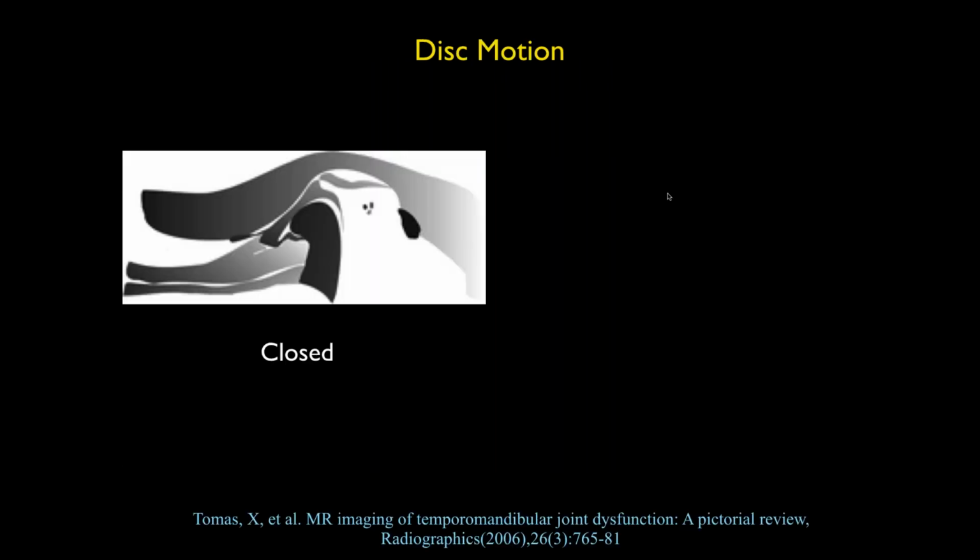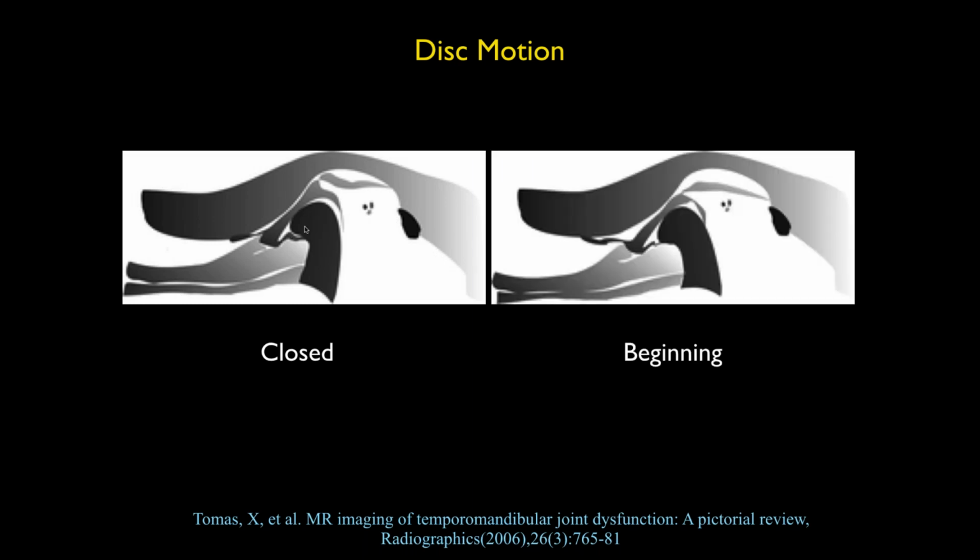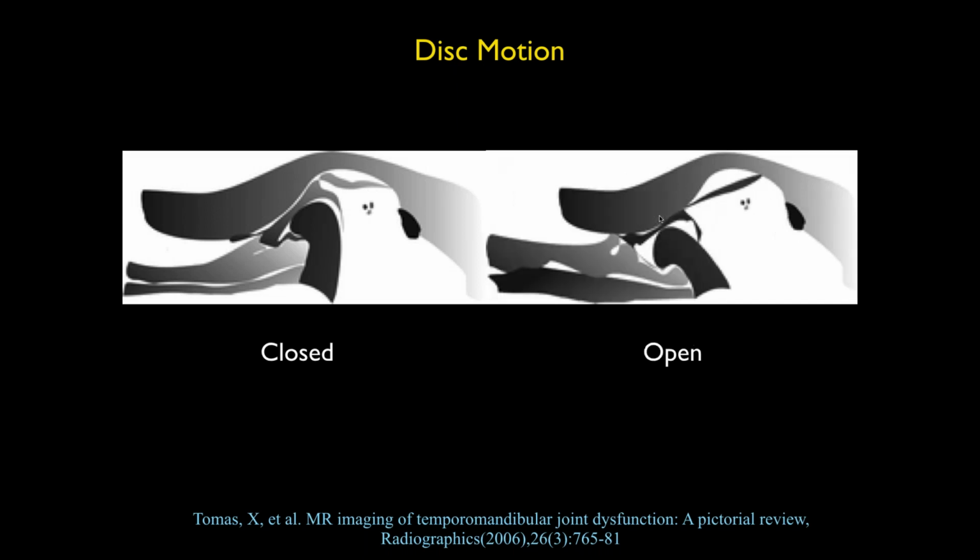So this is just a schematic diagram of the closed mouth position, and then the open. This is the beginning of the open mouth. We're getting a little translation. You'll start getting more contact between the head and the discal tissues, and then as it rotates and moves forward, we can see that's in the open mouth position.